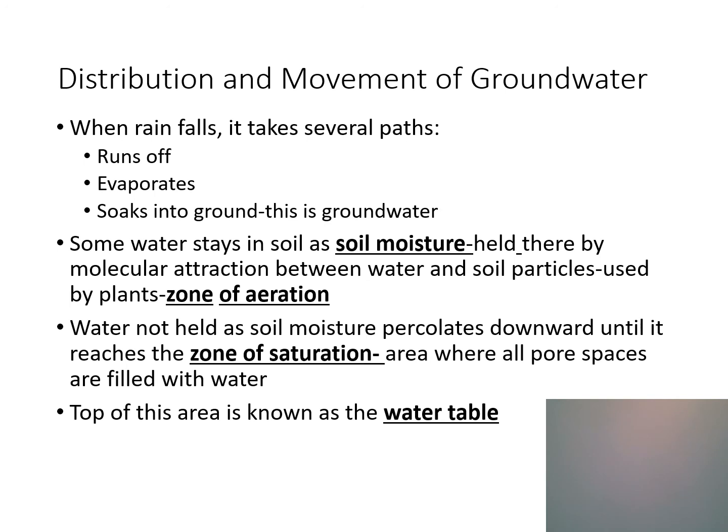Water not held as soil moisture will percolate downward until it reaches what we call the zone of saturation. These can be unconsolidated material like sand and gravel, or it can be rock. Pore spaces between the sand and gravel or the pore spaces between the particles that make up the rock are filled with water.